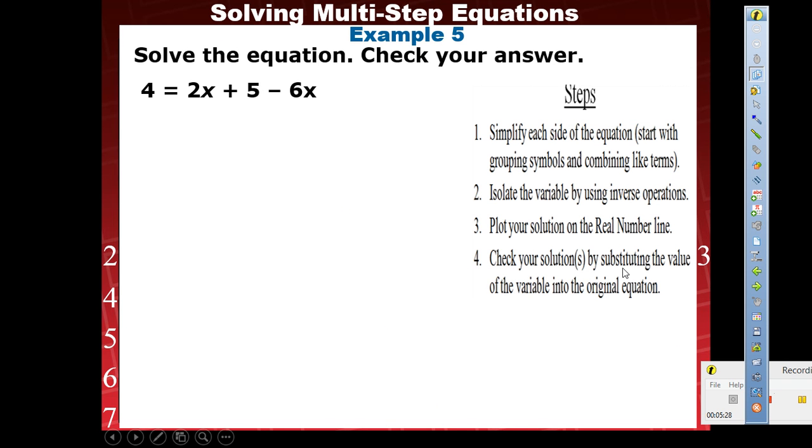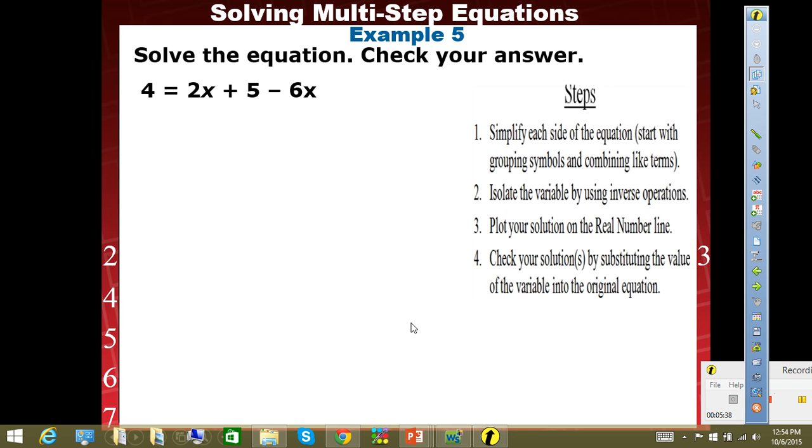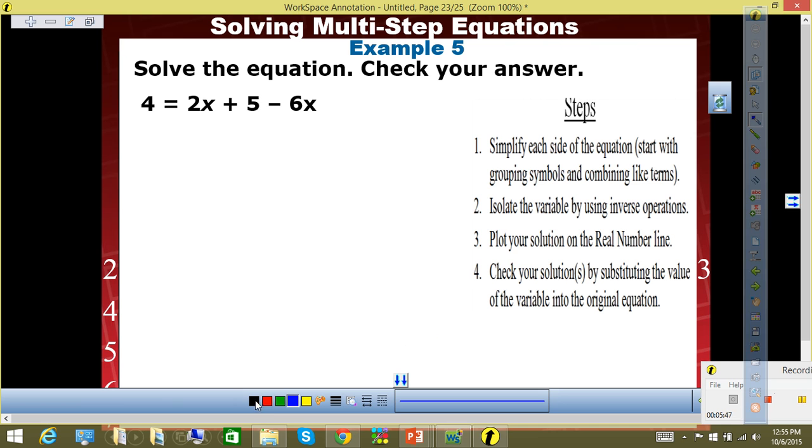Example 5. We got 4 equals 2x plus 5 minus 6x. Copy that and solve. Go. What is the first step, please? Okay. Before that, what do we do to the equation before we get started? Draw a line. Thank you. Pass it to someone.